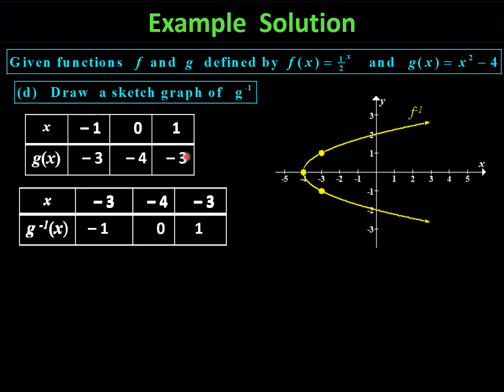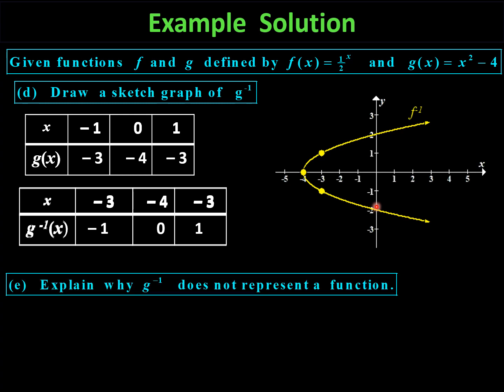So now we're ready to sketch the graph. So I just plot the points there. -3 and 1, -4 and 0, and -3 and -1. And then you can draw the graph there. You've got 3 points. They didn't say that you must indicate the intercepts on the y-axis there. In this case, it comes out exactly as 2 and -2.